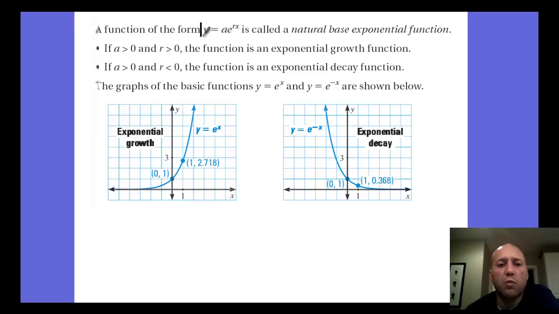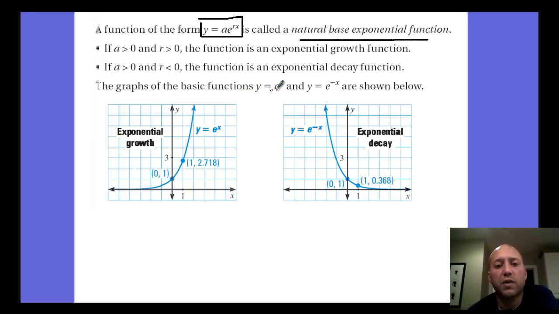So a function in the form y equals a times e to the rx is called a natural base exponential function. It's used a lot for growth and decay. So if a is greater than 0 and r is greater than 0, then the function is exponentially growing. If a is greater than 0 and r is less than 0, then it's decay. So that r value is kind of like the rate at which the function is growing or decaying.